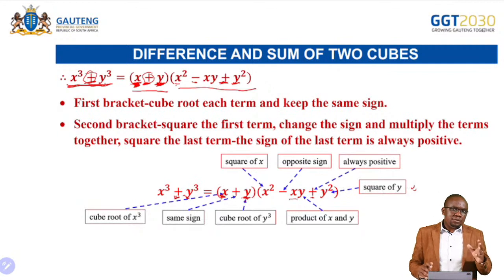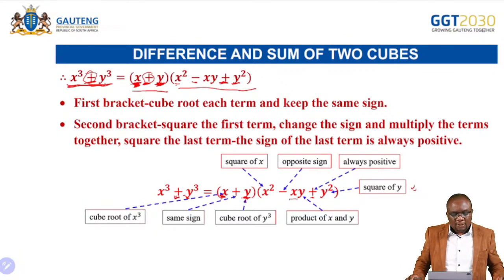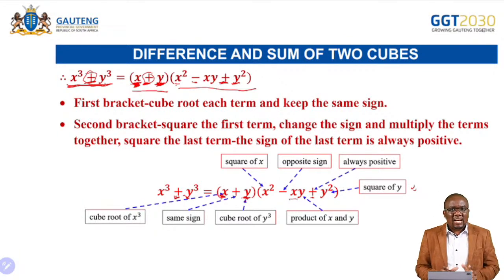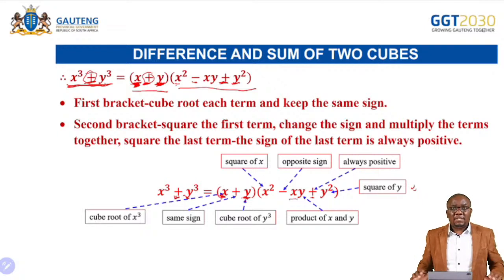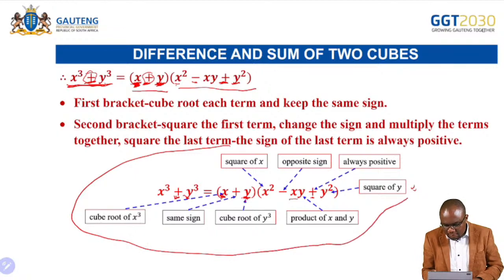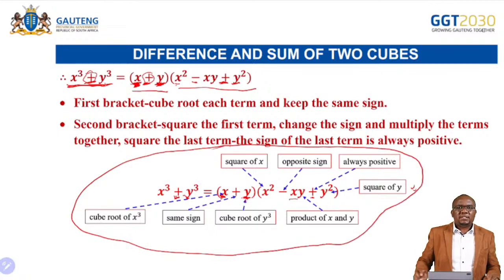Now, I want you to use about 1 minute to copy this. This is the sum of two cubes. Again, we're going to do the same process for the difference of two cubes. Okay, for the difference of two cubes. 1 minute, copy this. Just copy this diagram, not this step. Just this part. Just copy this part for 1 minute. Let's do that.